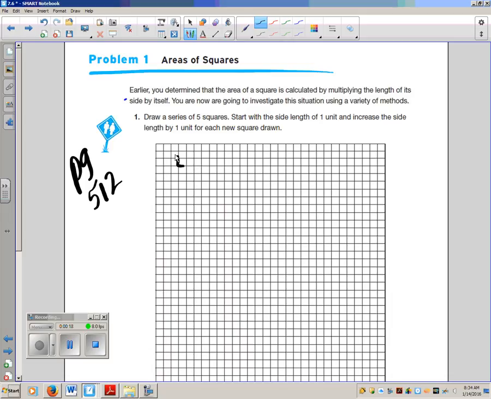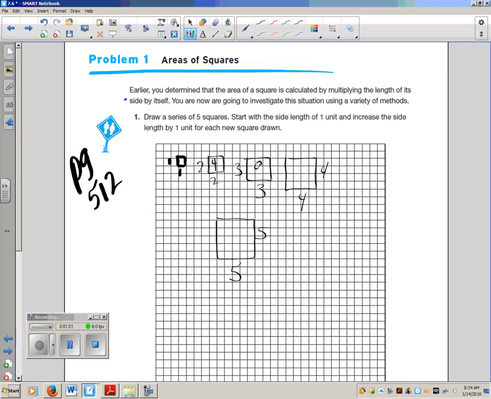So the first square is a 1 by 1. Now increase it by 1 for the second one. 1, 2, 1, 2. So you get a 2 by 2. Next one. 1, 2, 3. That's a 3 by 3. Then 1, 2, 3, 4, a 4 by 4. And the last one we're going to do 1, 2, 3, 4, 5. 5 by 5.